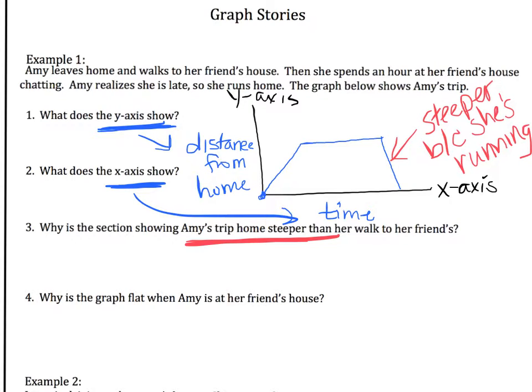Here she was walking. So her change in distance over time was not as fast. And then finally it's flat when she was at her friend's house because she stopped. She wasn't changing her position, but time was still moving on.